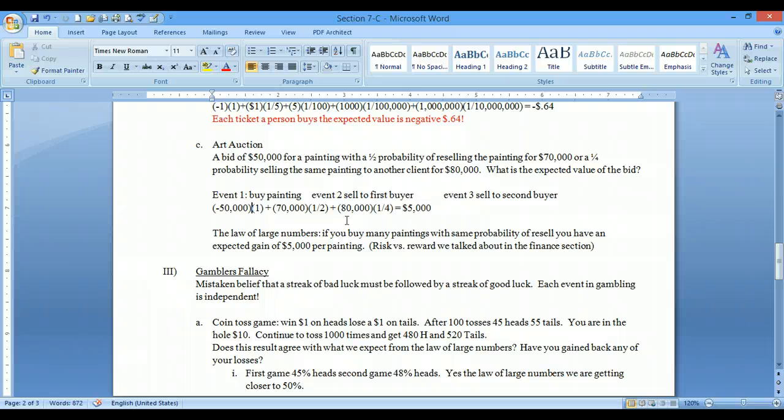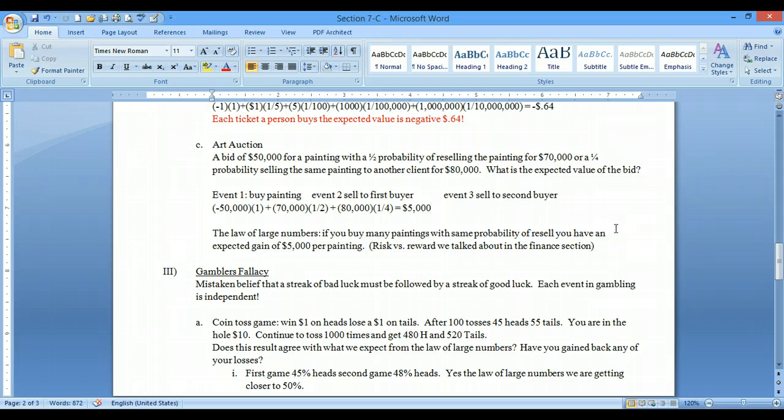And the probability that you're buying it is 100% because you're going to buy that painting. The next is event 2, selling it to your first buyer or client, for $70,000, and there's a 50%, or 1/2, probability that that will actually occur. The third event is selling it to the second client, getting a payback of $80,000, and the probability, we were told, is 1 out of 4.